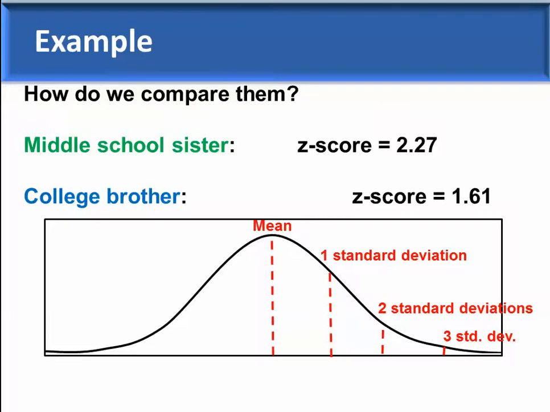So if we look at what that means graphically, if this is our normal distribution curve with 1, 2, and 3 standard deviations marked above, the middle school sister is scoring here with the green arrow, a little bit above 2 standard deviations, and the college brother is scoring below 2 standard deviations. So you can see that actually the middle school sister has the higher relative score of those two.